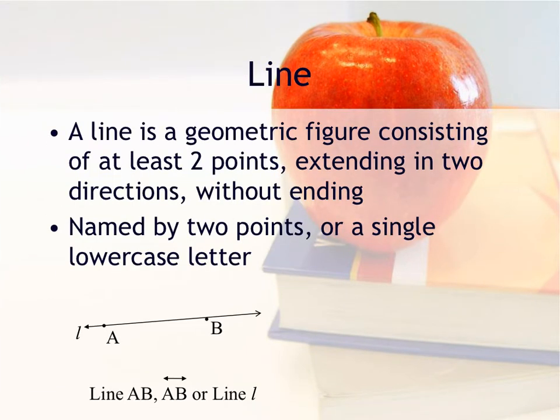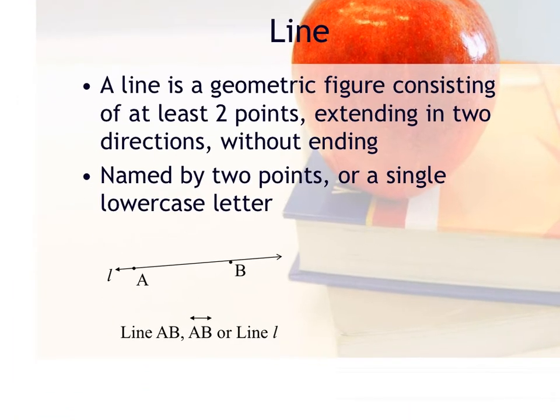Let's see what a line is. So a line is a geometric figure consisting of at least 2 points. It's extending in 2 directions without end. You can name a line by 2 points or a single lowercase letter.